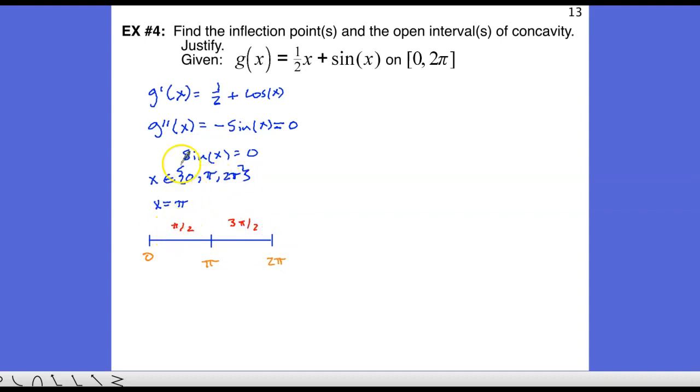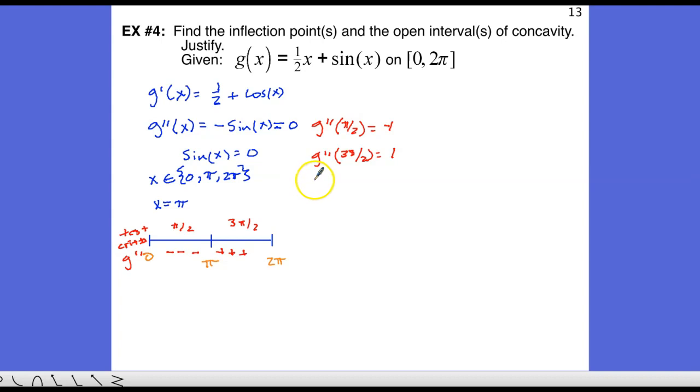Now I need to find out what g double prime of pi over 2 is. So g double prime of pi over 2 is going to be negative sine pi over 2. Sine pi over 2 is 1, so negative sine pi over 2 would be negative 1. So this interval contains negative values for g double prime. All right, what about g double prime of 3 pi over 2? Well, sine of 3 pi over 2 is negative 1, so negative sine would be negative negative 1, which is positive 1, and so this interval contains positive values.